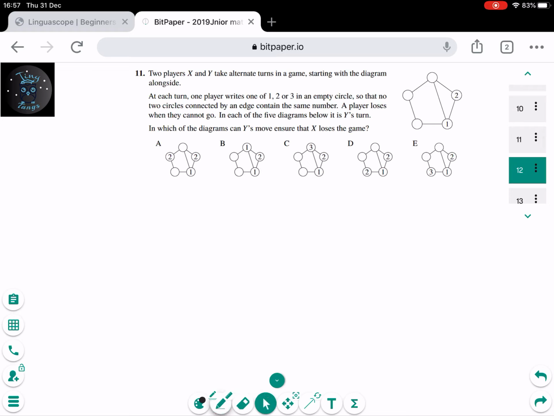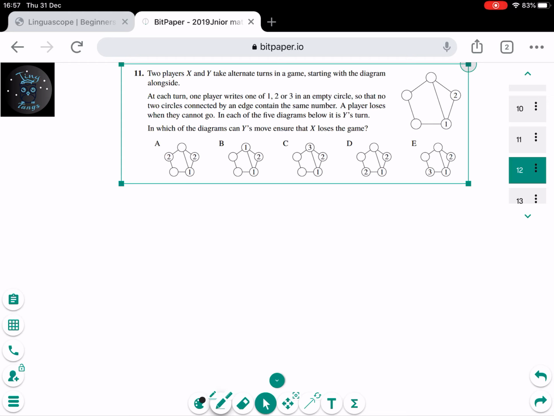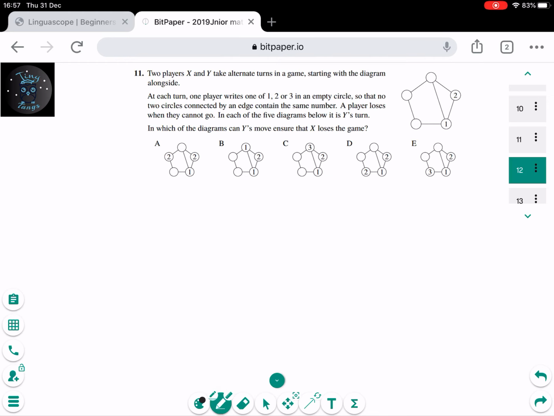The next question is about a game. At each turn, each player writes 1 or 2 or 3 in an empty circle. They start with this diagram, and we are told that in each of the 5 diagrams, it's Y's turn, and it asks us in which diagram Y's move can ensure that X loses the game.